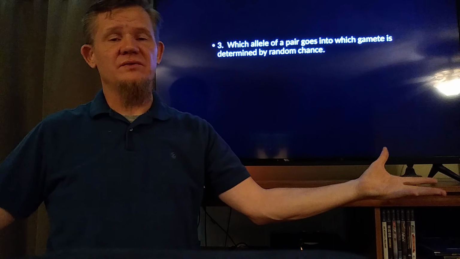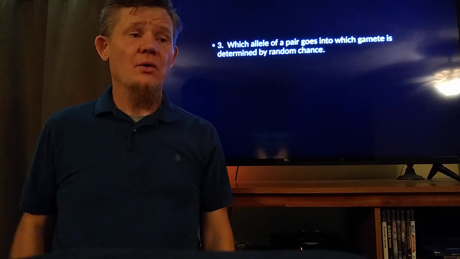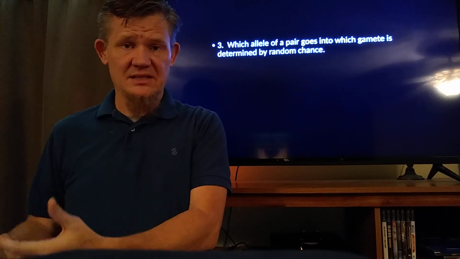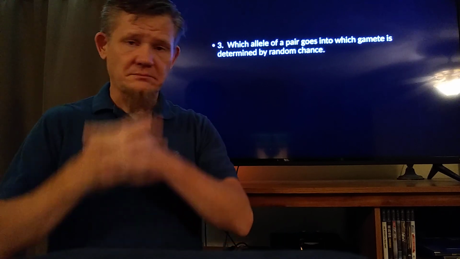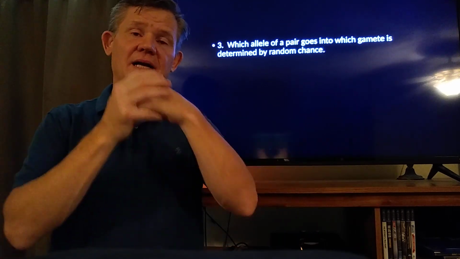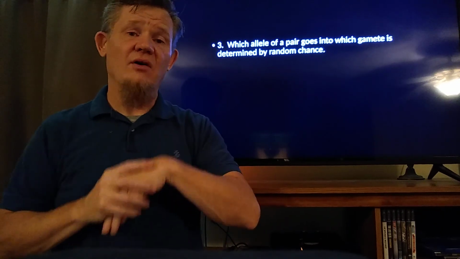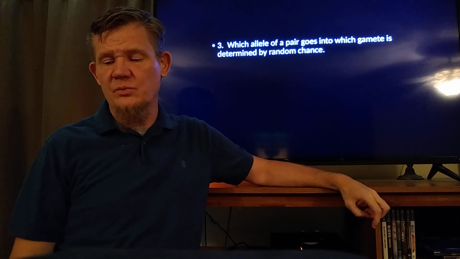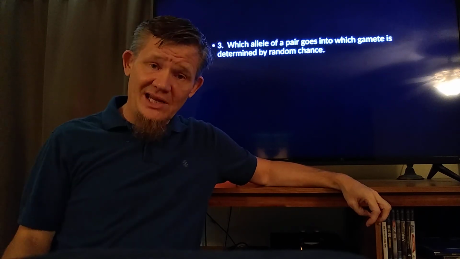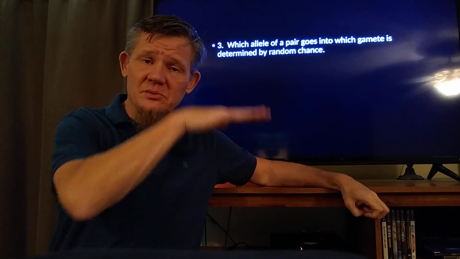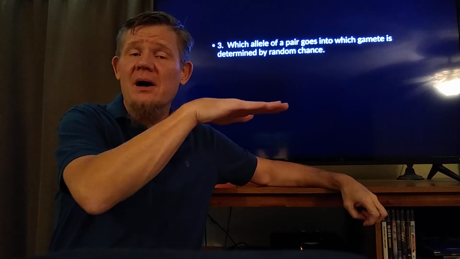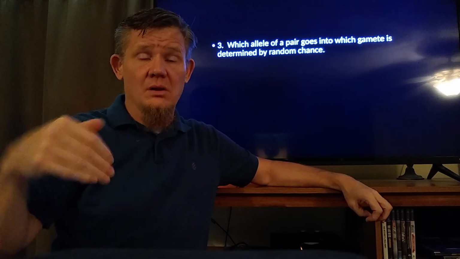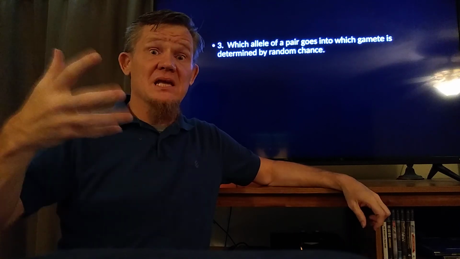And if you make a whole bunch of different sperm cells, you make a whole bunch of different eggs, you're going to roll the dice each time you come up to each pair of chromosomes as to which one makes it into that egg. And so you're going to have varieties of different sperm cells, varieties of different eggs with different combinations of all of the chromosomes that you have. Which allele of a pair goes into which gamete is determined by random chance. Independent assortment. The chromosomes line up in a different order every single time those cells do this process we call meiosis. Every single time they are making those sex cells.